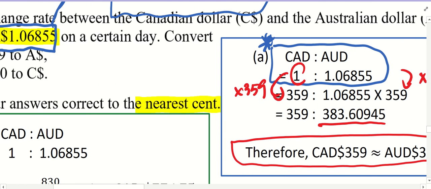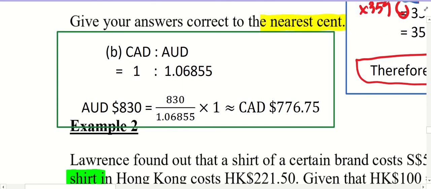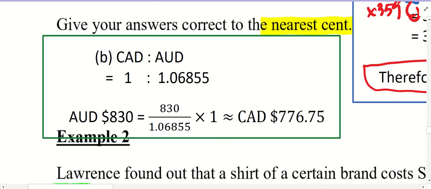Next, let's look at part B. Okay, now you are told to convert 830 Aussie dollars to Canadian. All right. So again, you can use the same way that I expressed my answer just now. You can scroll back the video and take a look again, right? But if you are quick, you can immediately come to the second step. But first, I always need to write down my base ratio.